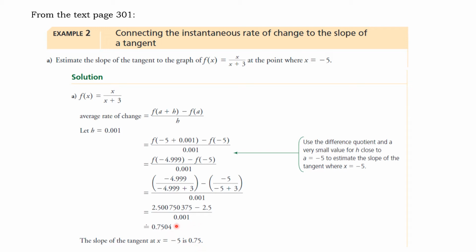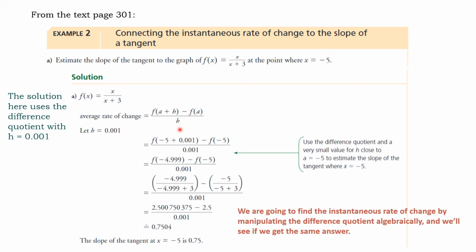So this is an average rate of change as close as we can get to the slope of the tangent just by subbing in a number close to 0. The solution here uses this value for a difference quotient, so that's why we're having estimation, because we're not having an h value of 0. We're very, very close to 0, but we can't sub in a 0 there. We're going to find the instantaneous rate of change by manipulating the difference quotient algebraically.